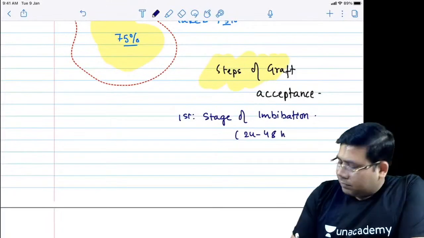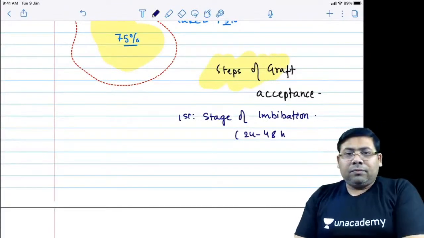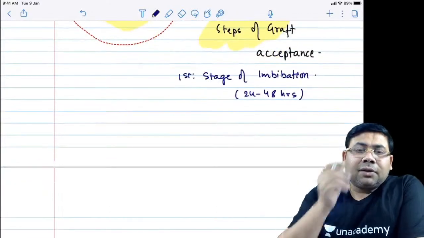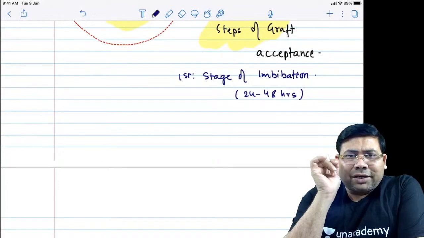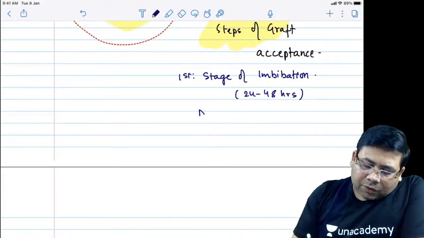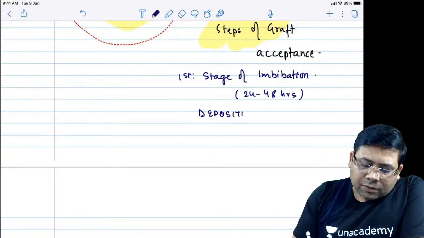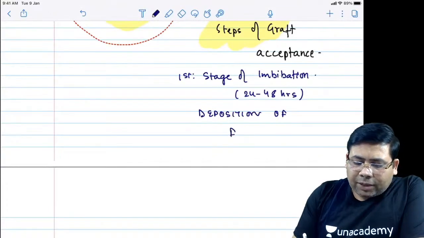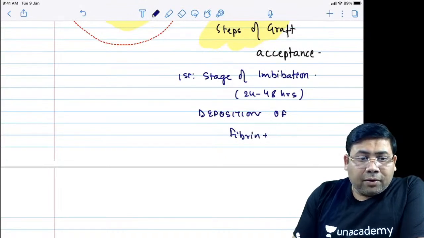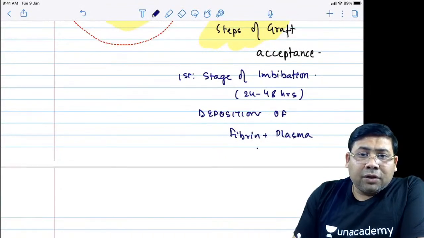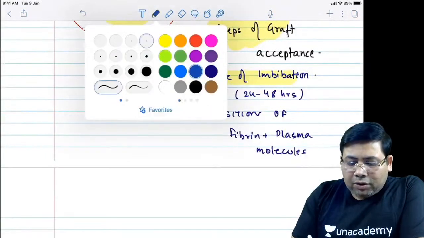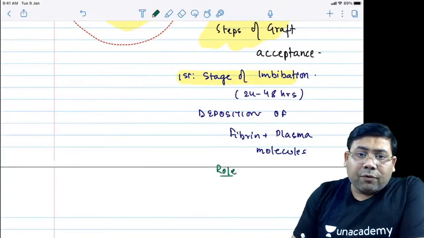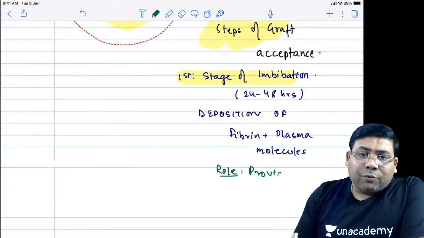To 48 hours. So within 24 to 48 hours, this is going to get accepted. What is this stage of imbibition? This is deposition of fibrin and plasma molecules. So deposition of fibrin plus plasma molecules. And what is the role of the stage of imbibition? The role is it provides moisture.